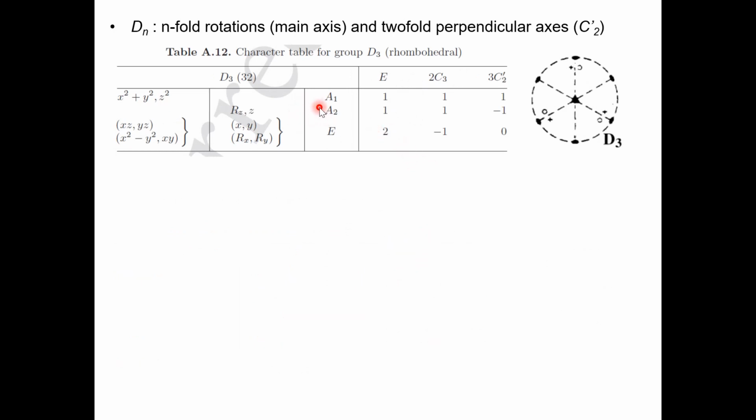Another possibility is to have n-fold rotations. This is a group Dn. We have n-fold rotations, and we have a two-fold rotation axis, secondary. Besides the main rotation axis, which is perpendicular to the figure, you have two others. Actually, in this case, you have three more. This is the example for group D3.